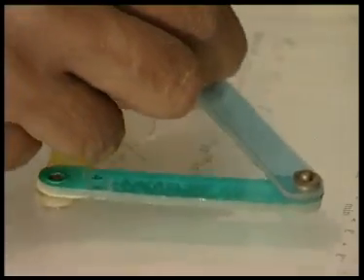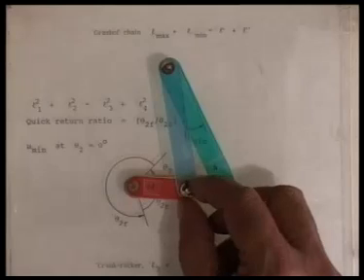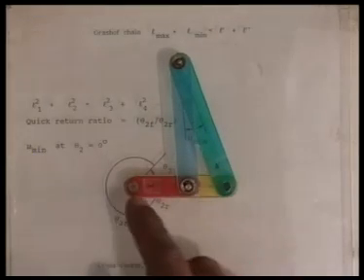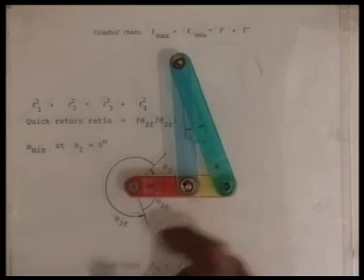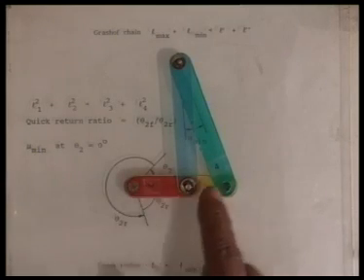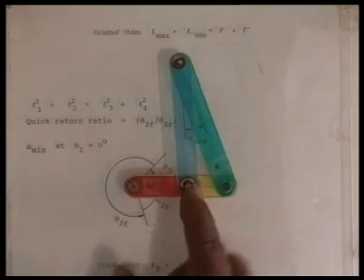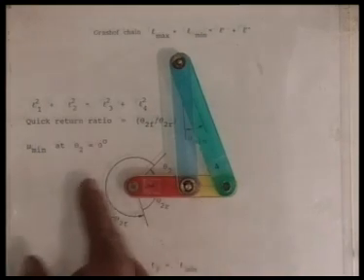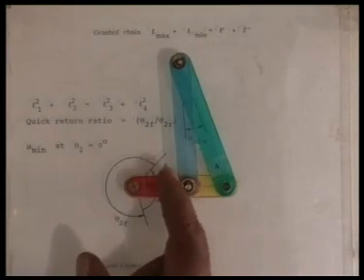So, if there is quick return, then the minimum transmission angle occurs either here or when this angle is 180 degree. But if there is no quick return, then it happens both at this position and at the 180 degree position, as shown earlier.